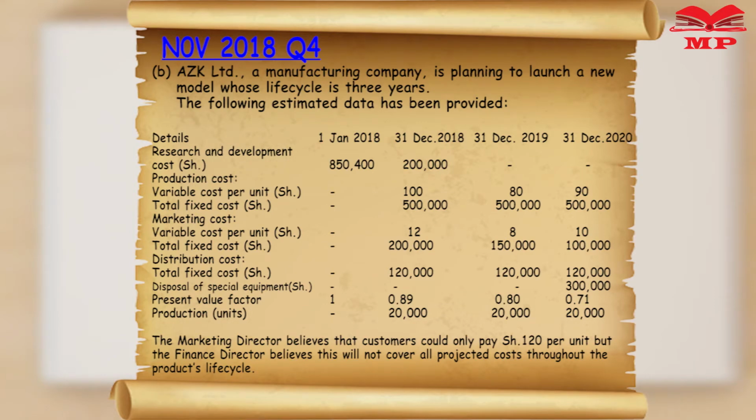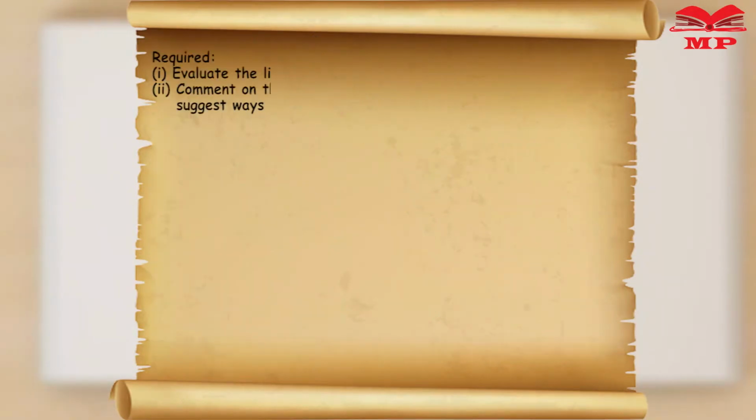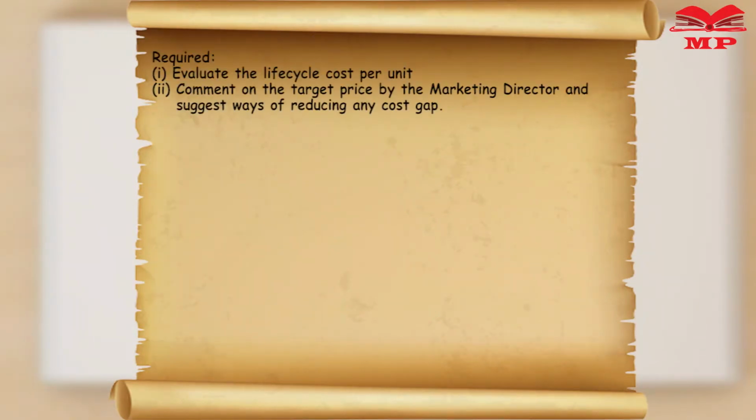The marketing director believes that customers could only pay shillings 120 per unit, but the finance director believes this will not cover all projected cost throughout the product's life cycle. Required: Roman 1, evaluate the life cycle cost per unit. And Roman 2, comment on the target price by the marketing director and suggest ways of reducing any cost gap.